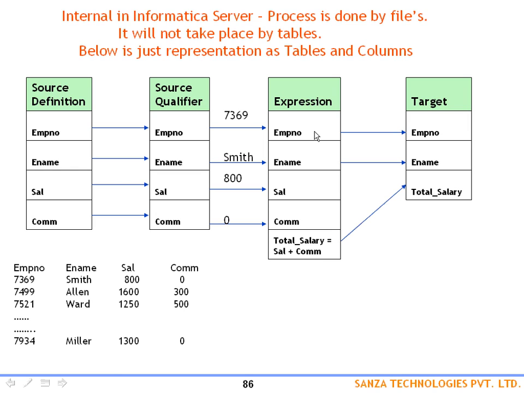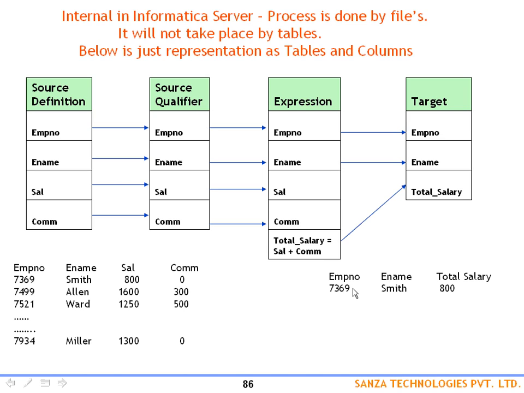A single row with all the columns goes into the expression transformation. Then what we have written in the expression, salary plus commission. So it goes and calculates the salary plus commission for this record of 7369, then sends the output. Internally in the expression transformation, it will calculate as per your transformation and send this output, 7369 Smith 800, the calculated salary plus commission. Then it will insert the data into the target by firing the insert statement.